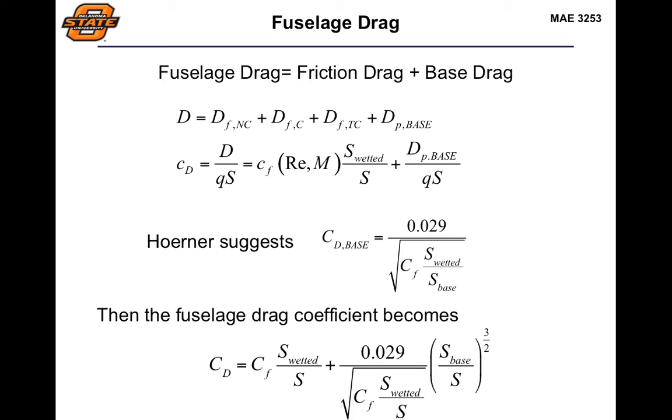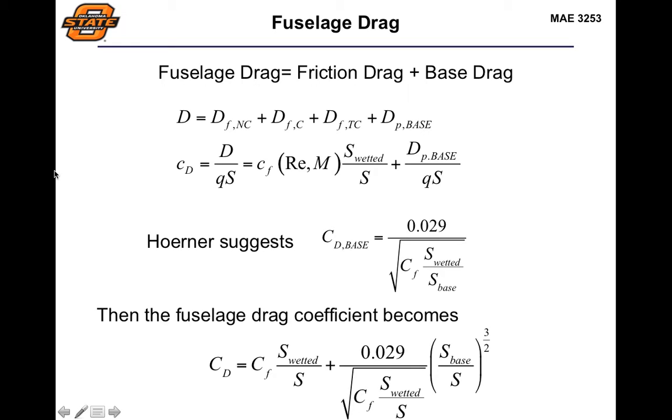Now we use a relationship from Hoerner's drag book, where he suggests that the base drag is going to be equal to 0.029 divided by the square root of the friction drag, times the wetted area to base area ratio. If you take that relationship and plug it back into the rest of your equation, that's going to give you an estimate for your overall drag coefficient for the fuselage.